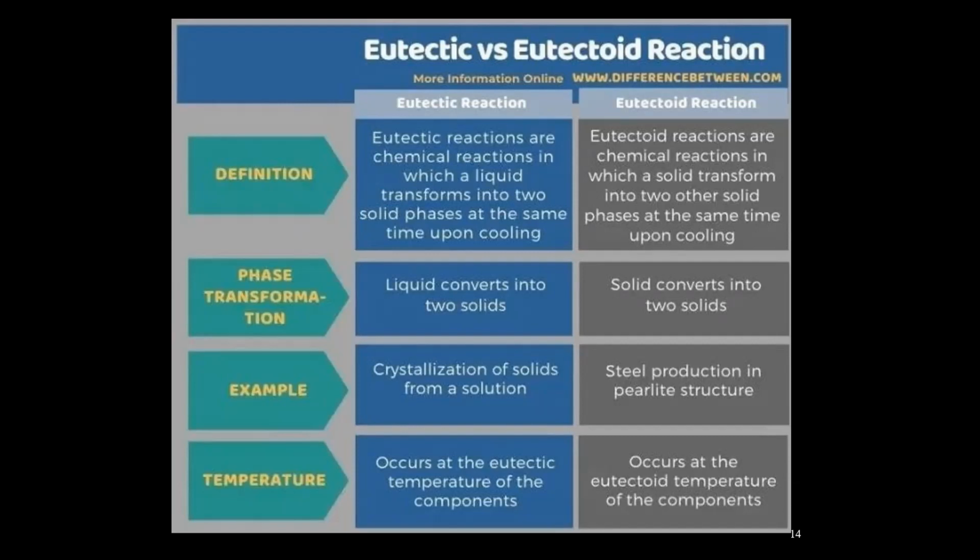Whereas in eutectoid reaction, one solid phase is transformed into two other solid phases. Okay, this is eutectoid reaction. Next, phase transformation. Based on phase transformation, in eutectic reaction, liquid converts into two solids, whereas in eutectoid reaction, a solid converts into two solids. That is, gamma austenite is transformed into alpha plus Fe3C. So this is the eutectoid reaction.